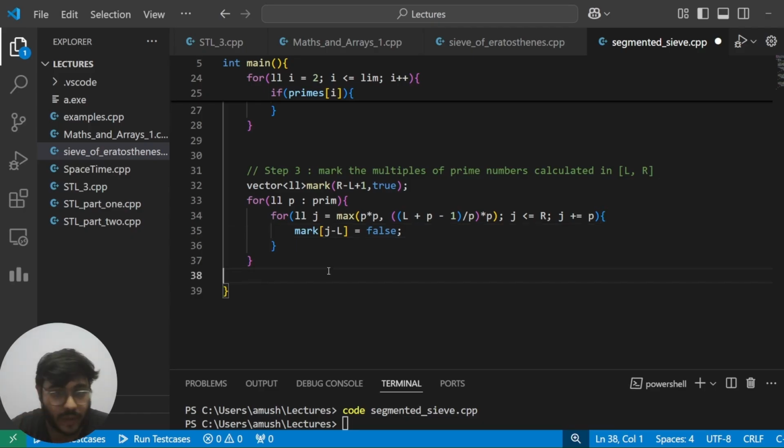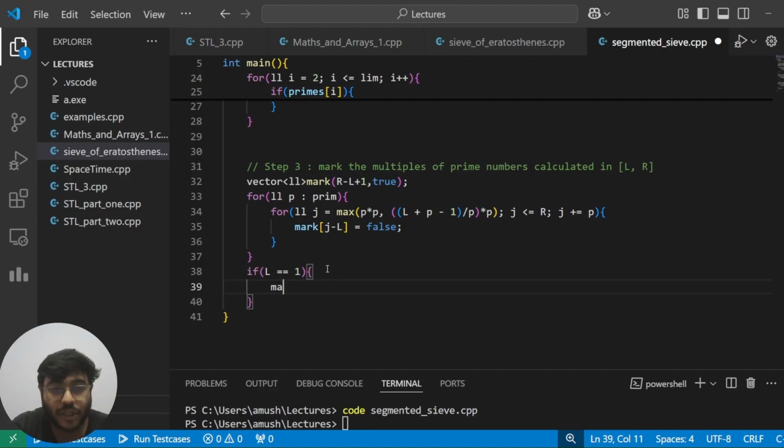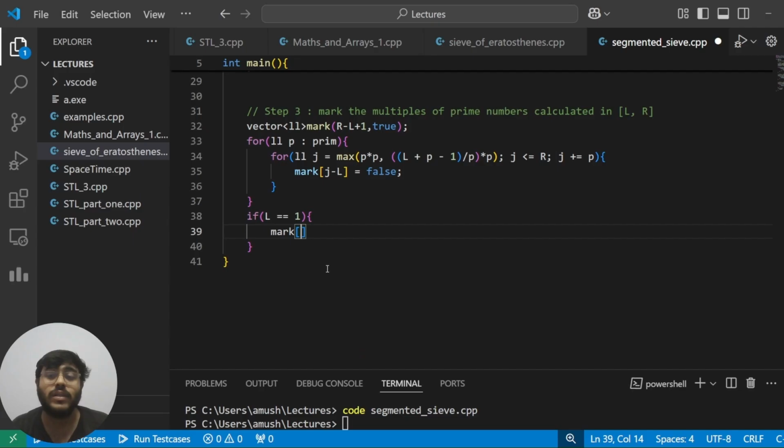Okay, after we are over with this marking step, we'll just handle a very edge case, and that is what? That is, let's say if L was 1. So just to make sure that 1 remains false, because in case we start from 1, it might be possible that we're not going to cover 1. So if the initial value of L, that is the starting range, is 1, we'll specifically mark 0 as false, so that we do not incorrectly mark 1 as a prime number, because 1 is not a prime number. So this is basically an edge case handling.